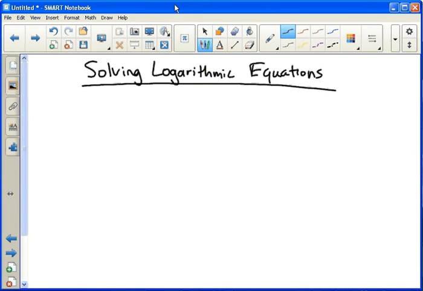Now that we know how to solve exponentials, we're going to look at how to solve equations that have logarithms in them. So let's just start off right away with an example. Log base 4 of x plus 3 is equal to 2.